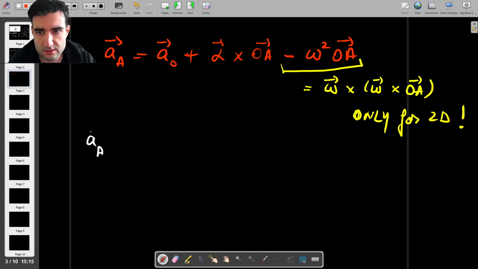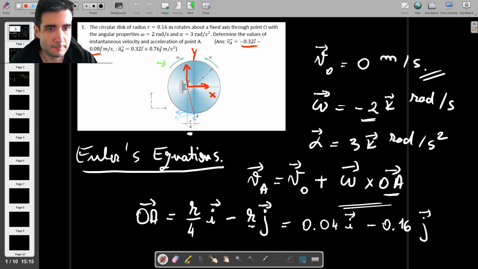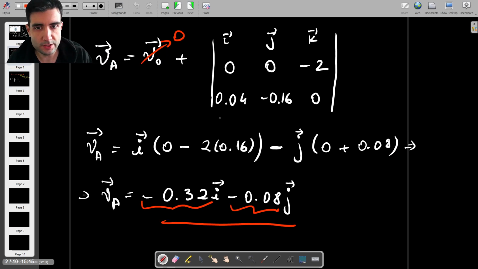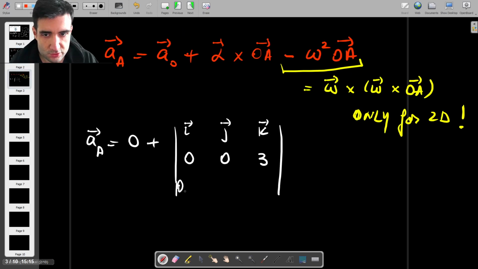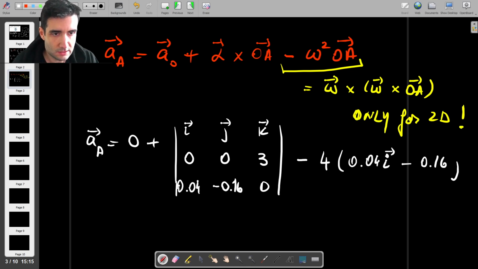So the acceleration of A is going to be equal to 0 plus, and then we have our determinant, so ijk, and then we've got the angular acceleration, which is 3k, so it's positive 3k, so 0, 0, and 3. And then OA is the same as before, so we've got 0.04, minus 0.16 and 0, and then minus omega squared OA. Now keep in mind, omega squared is a scalar, so omega squared is going to be 4, so minus 4 times OA, so OA is 0.04i minus 0.16j.